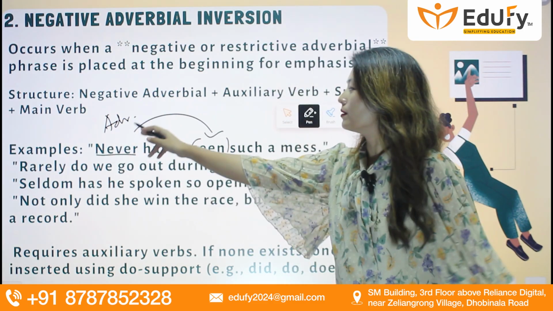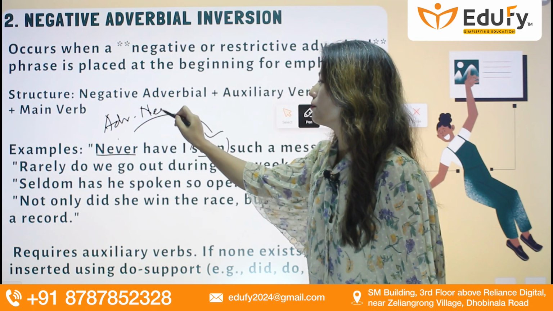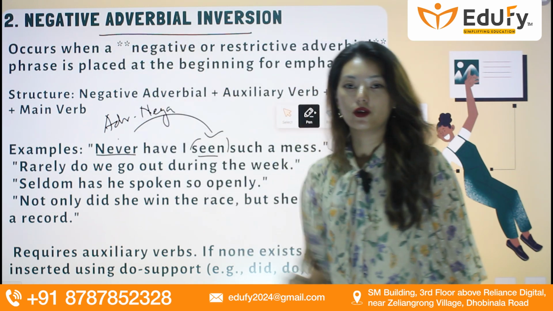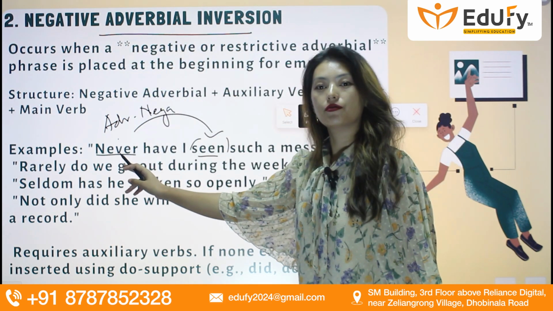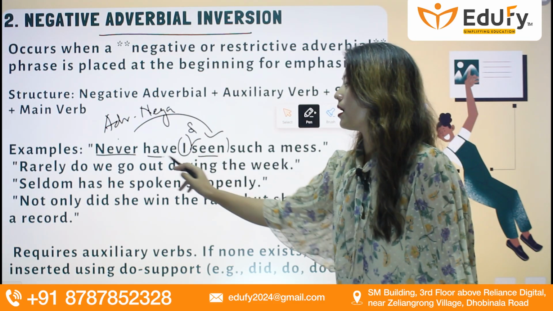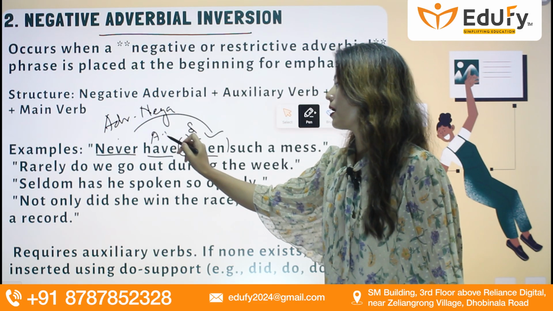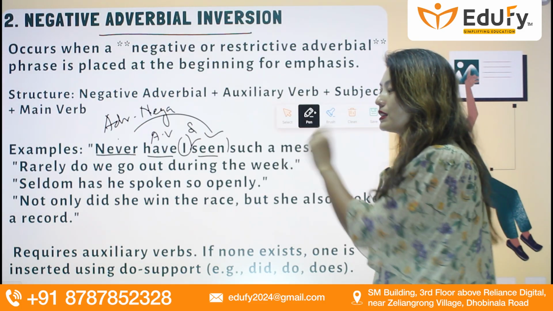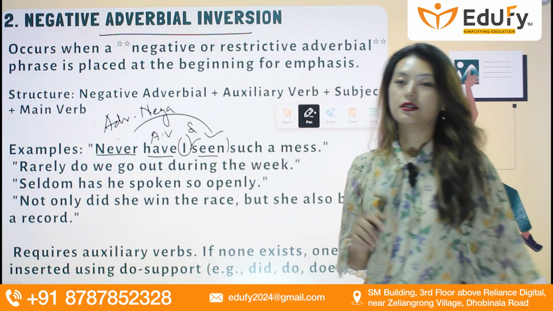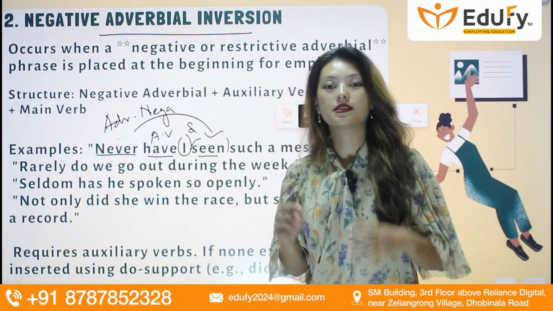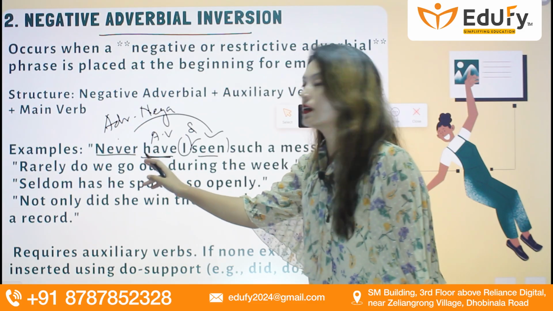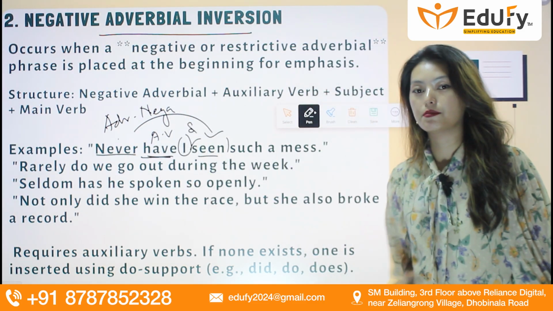So I'm talking about something in the negative form. So what did I say? Negative adverbial inversion will be added here. So when we have a negative adverb, what has happened? The subject I has come after the auxiliary verb have. Okay, so if you see a sentence, say, never I have seen such a mess, that will be a wrong statement. That's a grammatically incorrect statement. You will have to correct it by writing the auxiliary verb first and then the subject after that.